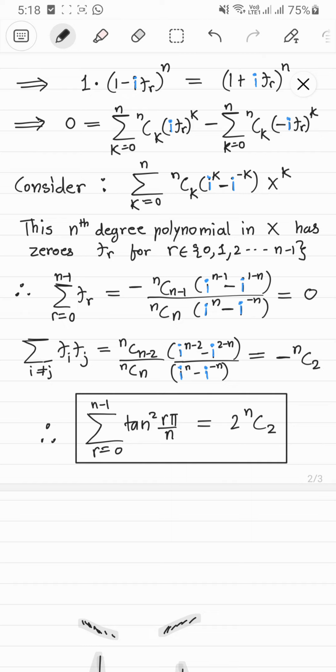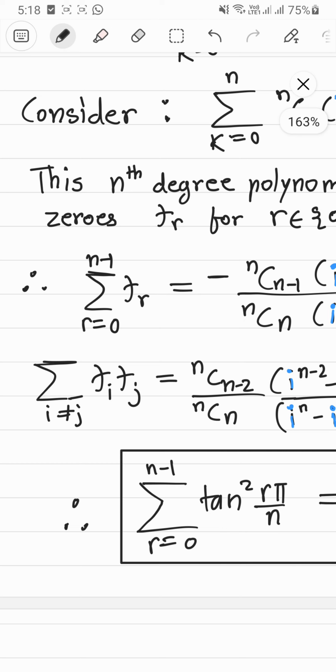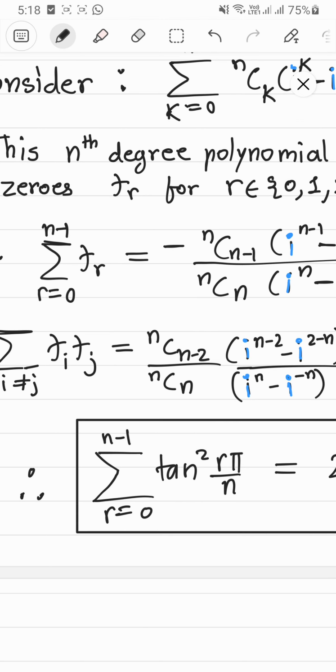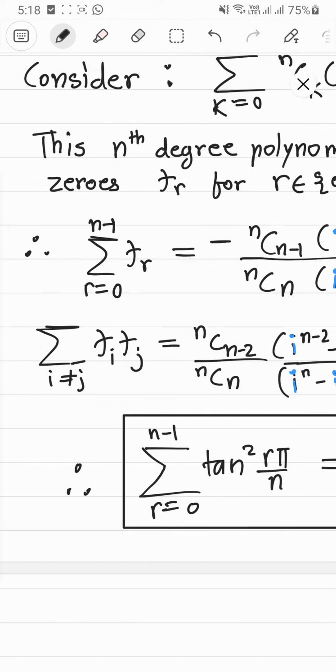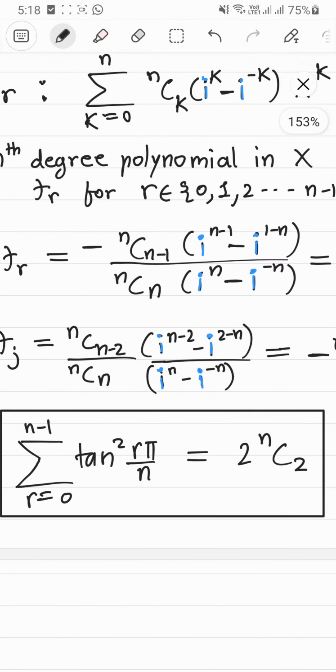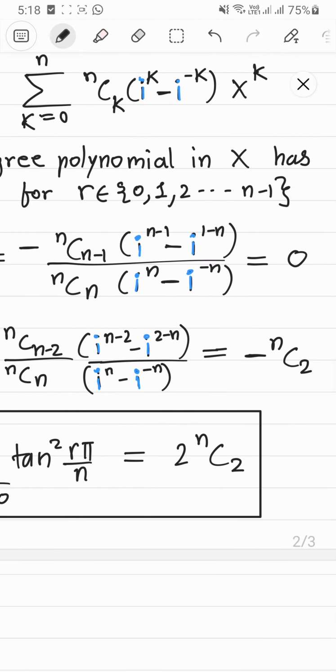So the thing is that the sum of some terms is 0. We know what the sum of their pairwise products is. So then the sum of their squares is just negative 2 times this sum, and that will be exactly 2 nC2. Cool. So this is it.